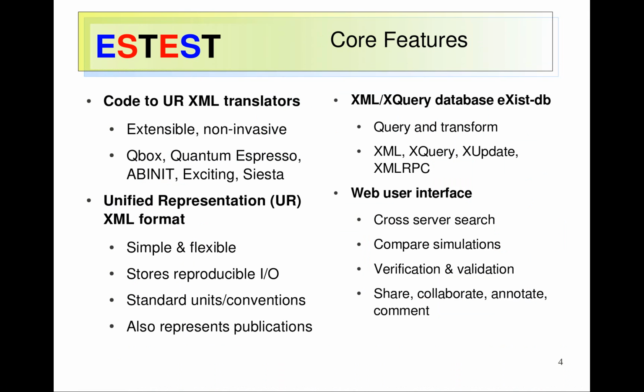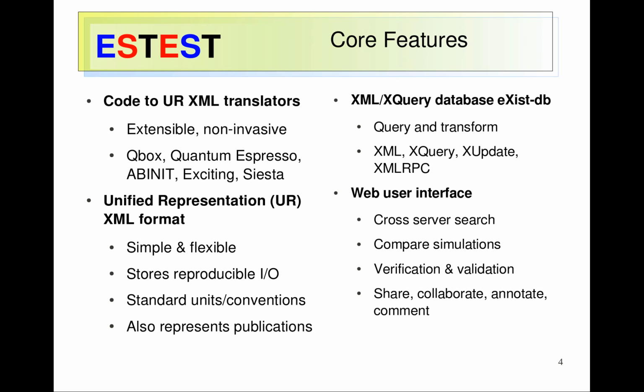In a bit more detail, the translators are highly customized to the specific codes they parse while still being separate from the codes itself by working only with the I/O. Currently, we support translations from QBox, Quantum Espresso, Abinit, The Exciting Code, and Siesta, with planned support for more in the future. The Unified Representation format has a simple XML schema that, among other things, stores and reproduces the original I/O of the electronic structured codes, standardizes units and conventions, and represents publications as well as simulations.